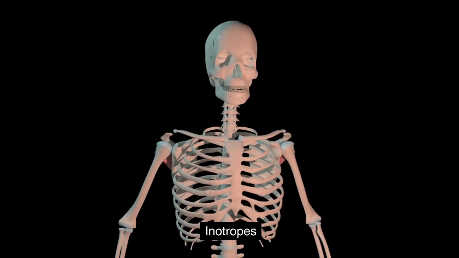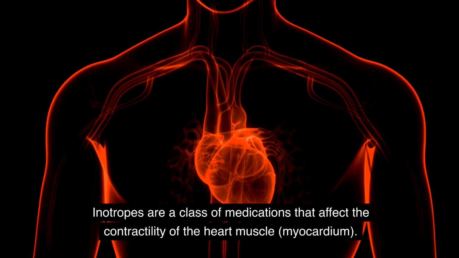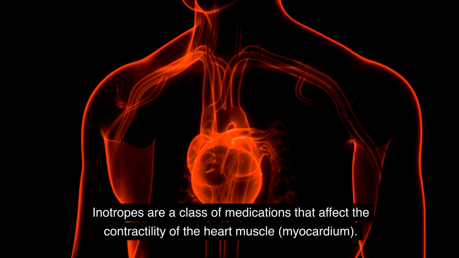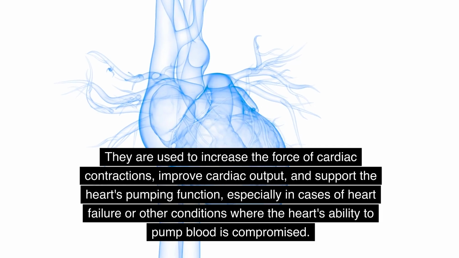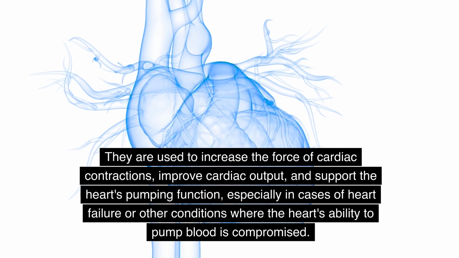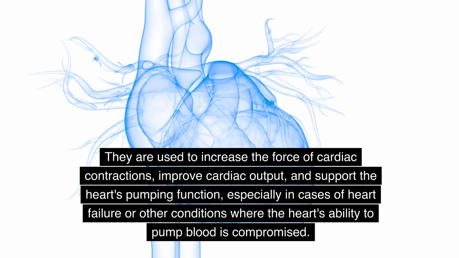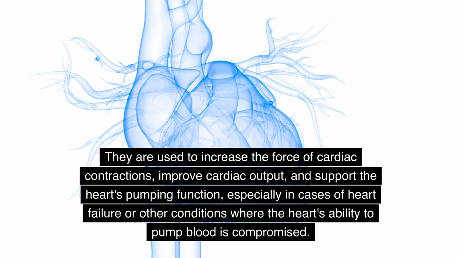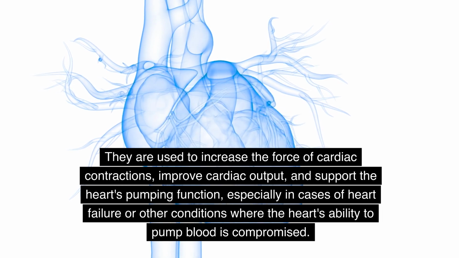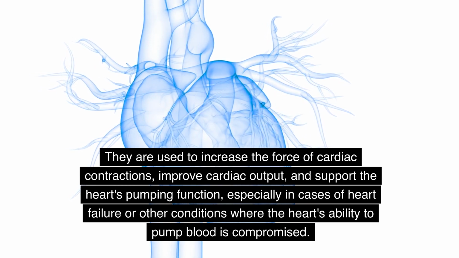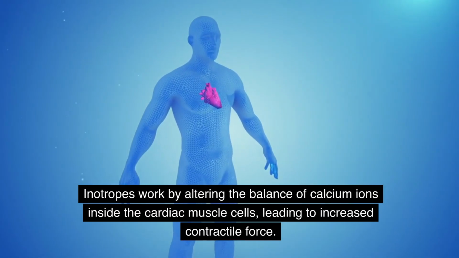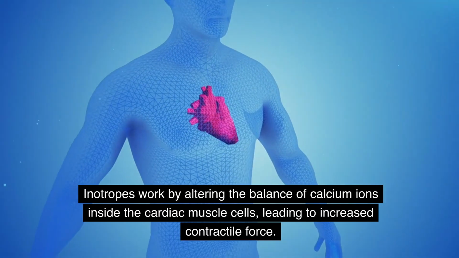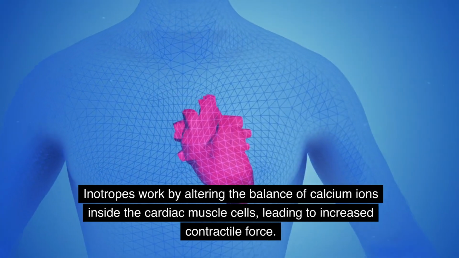2. Inotropes. Inotropes are a class of medications that affect the contractility of the heart muscle, myocardium. They are used to increase the force of cardiac contractions, improve cardiac output, and support the heart's pumping function, especially in cases of heart failure or other conditions where the heart's ability to pump blood is compromised. Inotropes work by altering the balance of calcium ions inside the cardiac muscle cells, leading to increased contractile force.